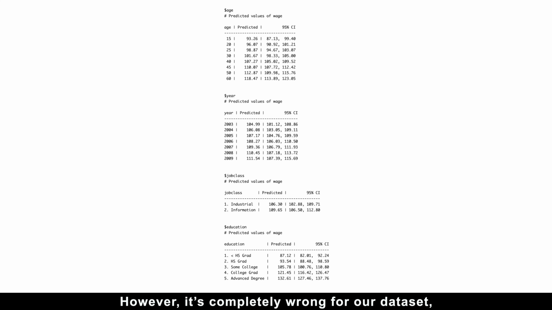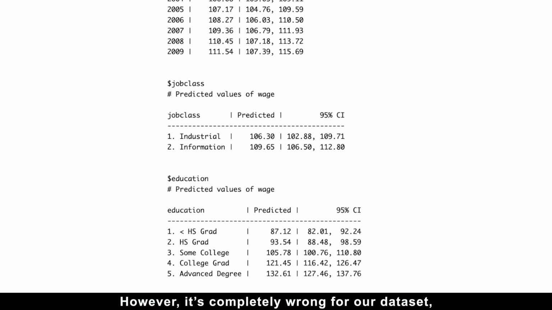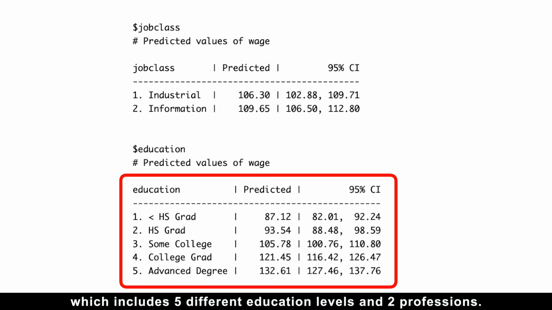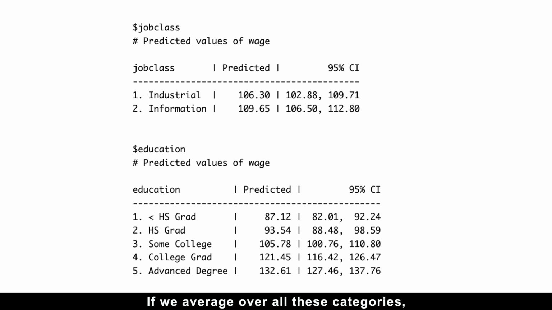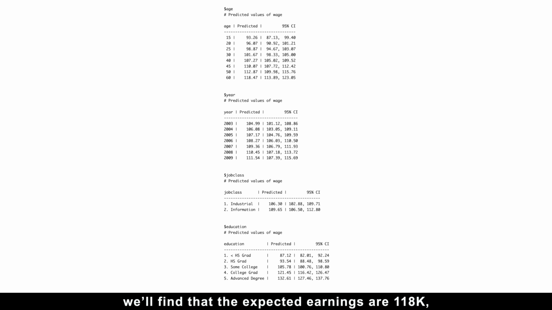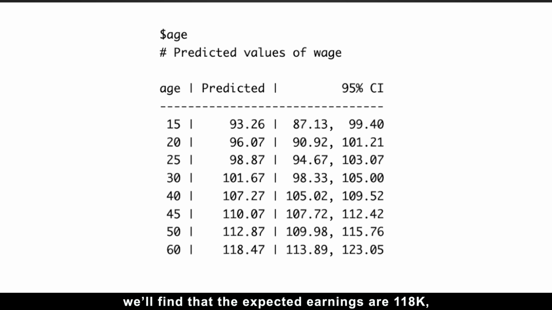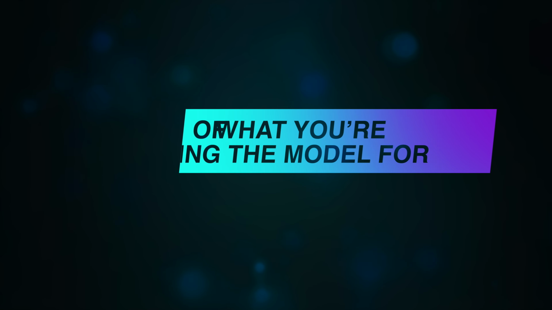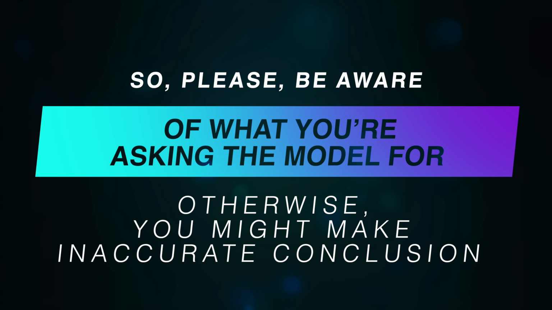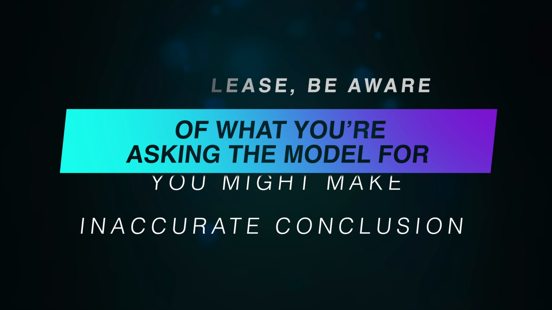However, it's completely wrong for our dataset, which includes 5 different education levels and 2 different professions. If we average over all these categories, we'll find that the expected earnings are 118K, significantly higher than 96. So please be aware of what you're asking the model for, otherwise you might make inaccurate conclusions.